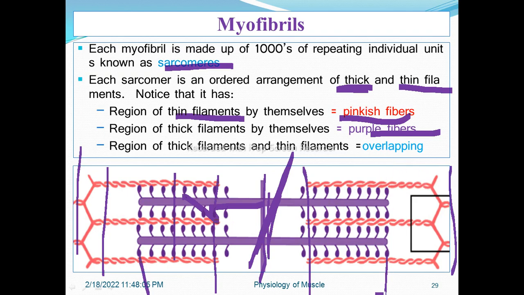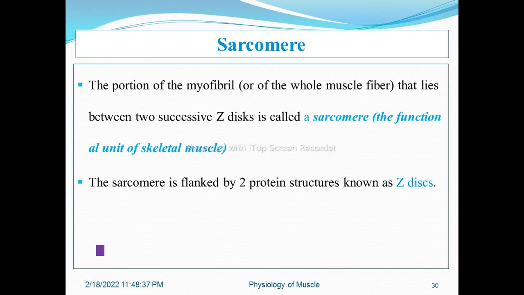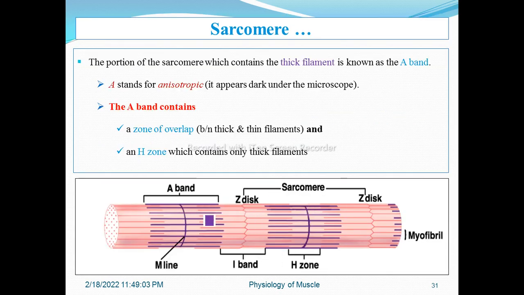So this is very important. The M line connects many thick filaments, and similarly the Z disc connects many thin filaments. The sarcomere is the portion of myofibril that lies between two successive Z discs. The sarcomere is a functional and structural unit, flanked by two protein structures known as Z discs. Let me show you. This line is the Z disc, and this line is the Z disc. The area between them is the sarcomere. The Z disc also attaches one thin filament to the other thin filament.